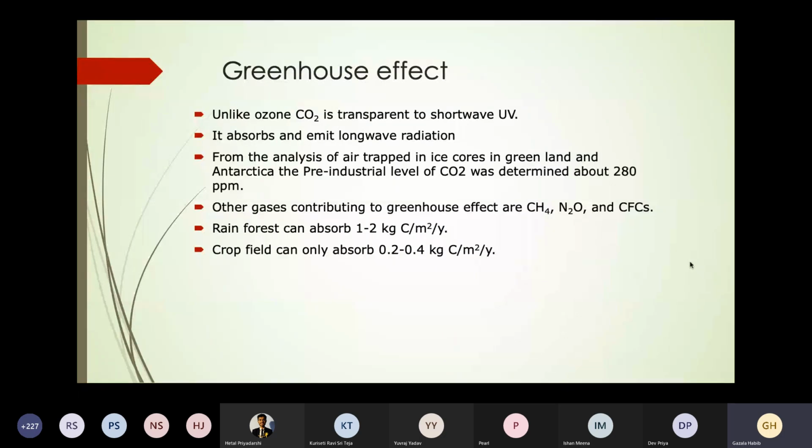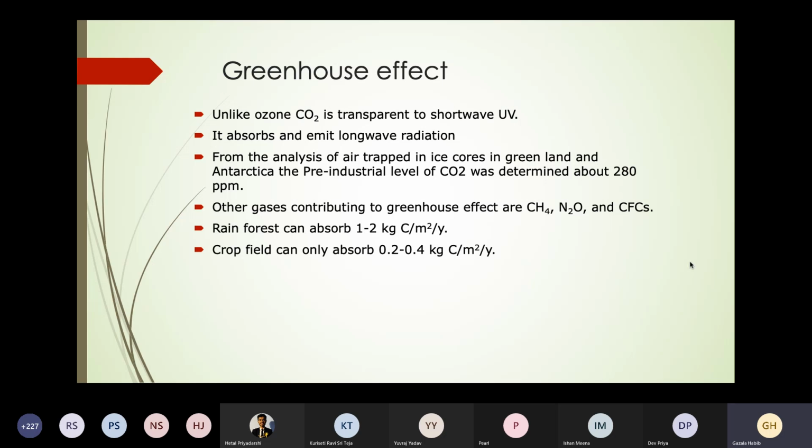Greenhouse gas effect. What is the greenhouse effect? Already it's written here. Unlike ozone, CO2 is transparent to short wave UV. So CO2 allows the short wave radiation, ultraviolet radiation, to pass through the atmosphere. It absorbs and emits long wave radiation.